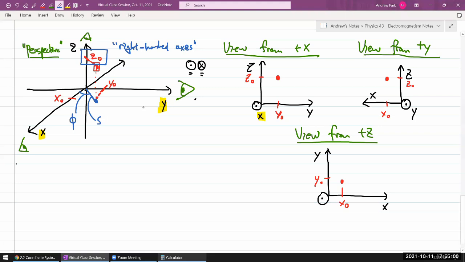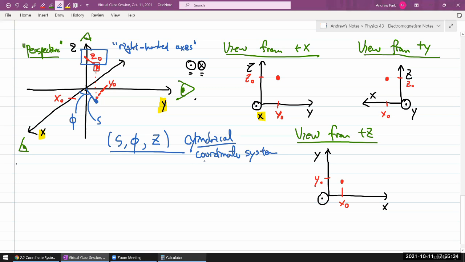So this representation uses the distance along the xy plane, the angle from the plus x-axis to that point on the xy plane, the projection onto the xy plane, and the g coordinate. This is what everyone calls a cylindrical coordinate system. And in some sense, it's really simple.